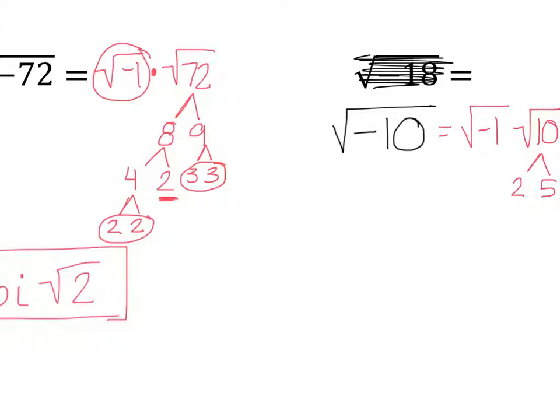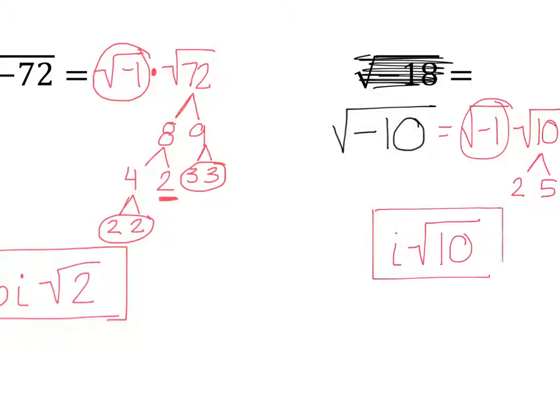No. So what will be in front? Our i, and then what's left inside? 10. So when there's nothing to pull out except for that i, that's all you have to do. If it only breaks down into prime numbers, then pull the i outside and leave everything else inside. Any questions? No?